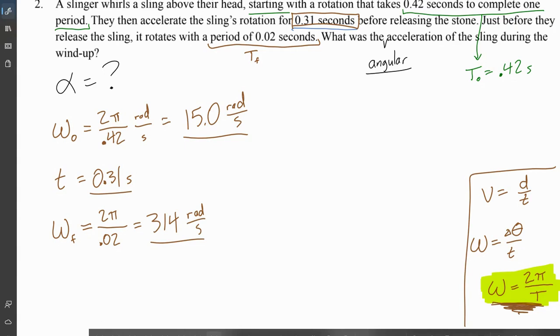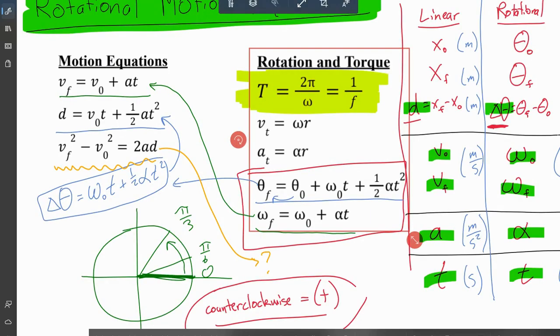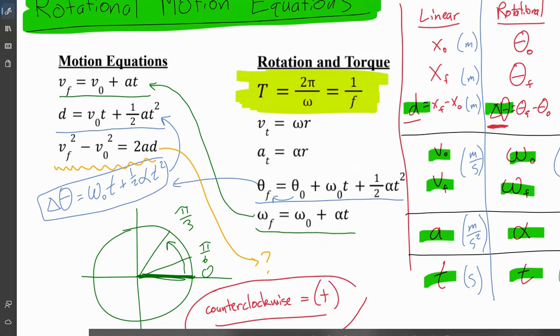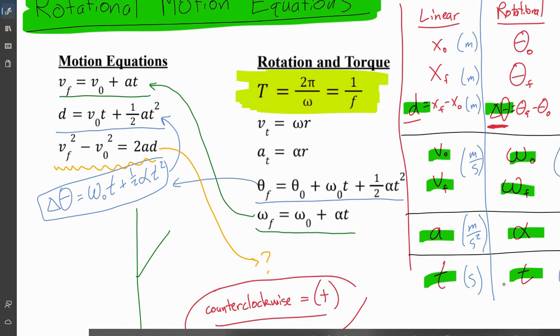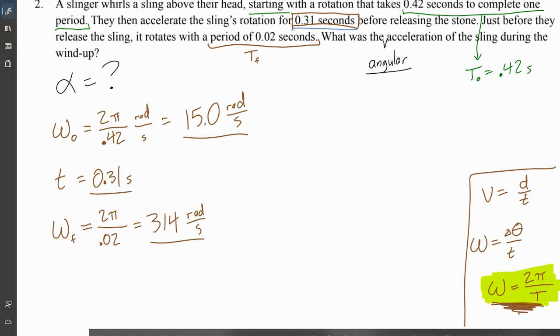All right. We now have our givens. We have our unknown. We just need our equation now. So alpha, omega naught, t, omega final. There's a lot going on over here, so I'll erase some of these things. I'll erase this unit circle. It's not doing too much for us anyway. But we have omega final, omega naught, alpha, and time. Well, that's what we need.